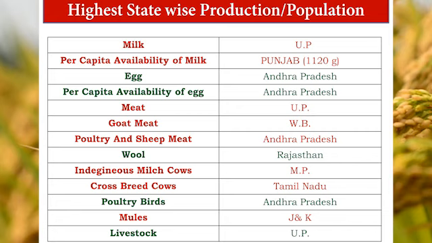Largest meat producing state is UP. Largest goat meat producing state is West Bengal. Largest poultry and sheep meat producing state is Andhra Pradesh. Largest wool producing state is Rajasthan. State with the largest number of indigenous milk cows is Madhya Pradesh. State having the largest number of crossbred cows is Tamil Nadu. State having the maximum number of poultry birds is Andhra Pradesh. State having the maximum number of mules is Jammu and Kashmir, and overall the state having the highest number of livestock is Uttar Pradesh.